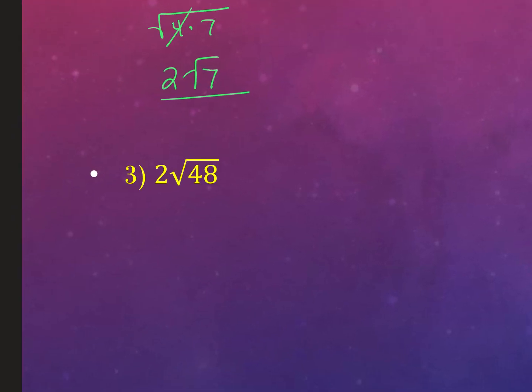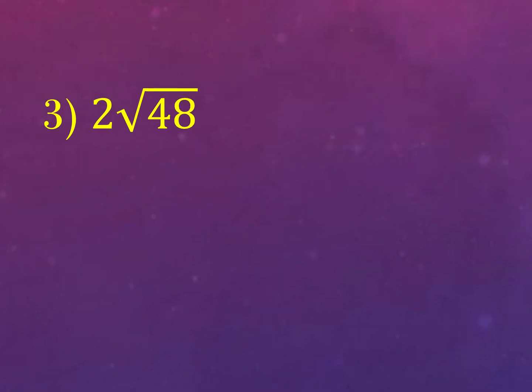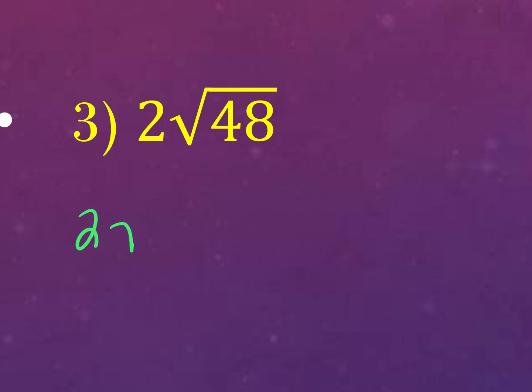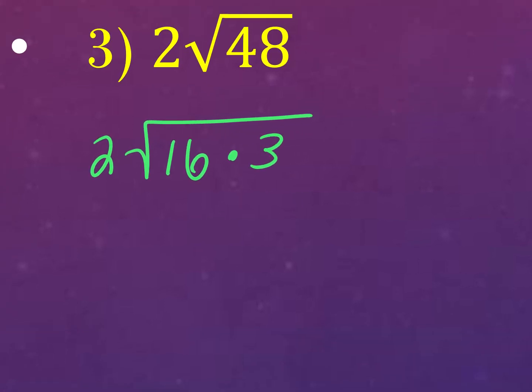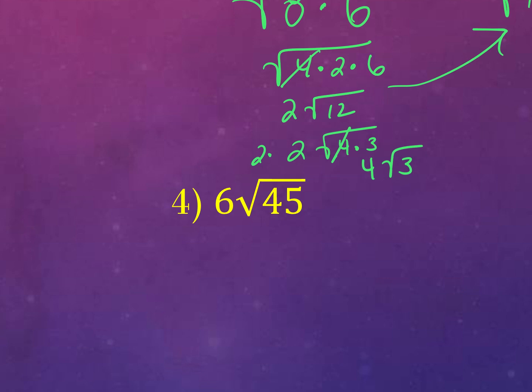Okay. Again, we come here to 2 root 48. Okay, we just have root 48, so we can use what we just learned. Break it down into a perfect square and a non-perfect square. The biggest one, I'm going to say 16 and 3. You guys agree? Okay. What's the perfect square in 16? So 4 comes out front. So 2 times 4 is 8, root 3. Questions?